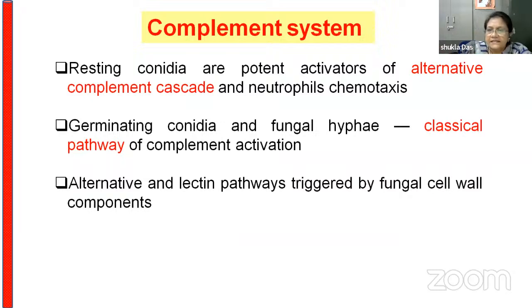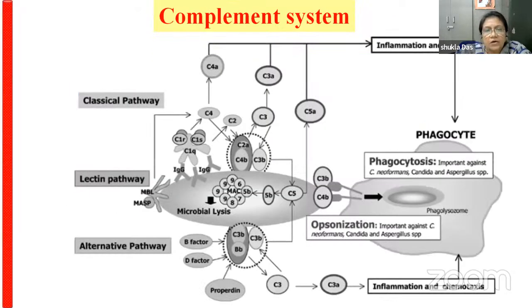So whichever is the cascade, they will cause opsonization and osmotic lysis. So this is how it occurs. A classical pathway will involve an immunoglobulin which has been released by the B cell. They will attach, so the basic components are C3a, C3b. Remember your old story. Then C5 converts into C5a and C5b.